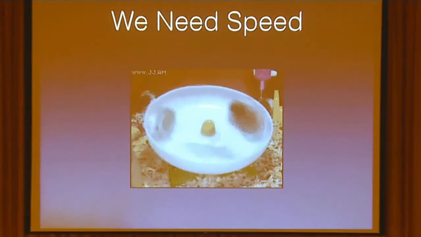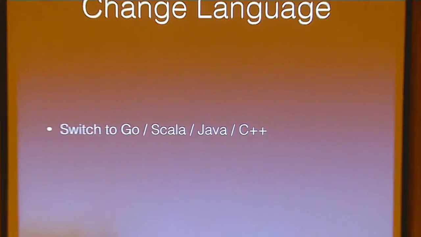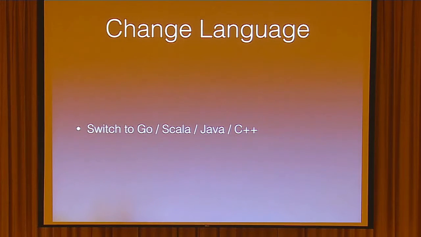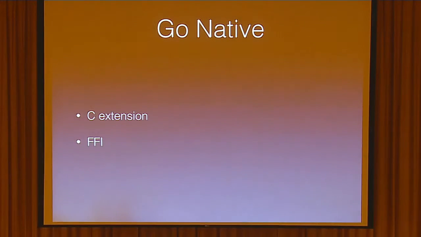So what can we do? The first obvious one is to change language. We can switch to Go, Scala, Java, or C++, or any native language that's fast enough. But no, we don't want to change to another language because we love Ruby. Ruby increases our productivity and makes us happy, so we want to stay on Ruby. So what are the other options? We can write our critical part in C using native extensions.